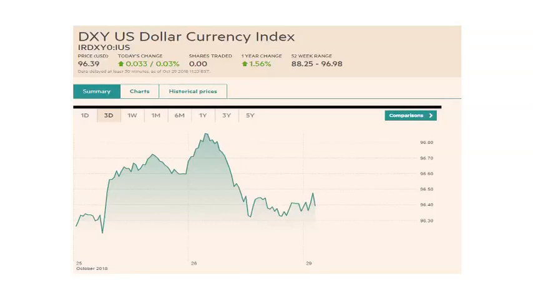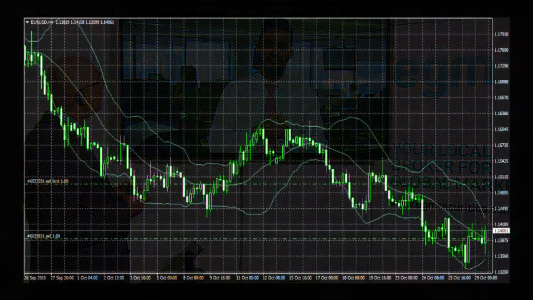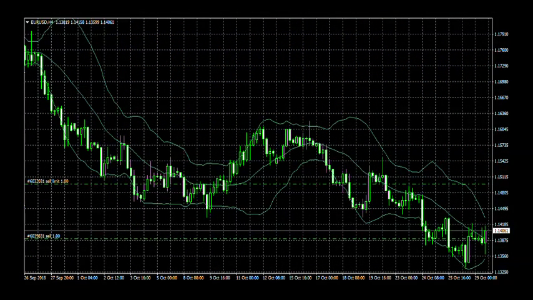I have been a dollar bull for many months, many weeks and years. But what I would look at telling our investors to do is, I think there's some opportunities in the euro against the US dollar, particularly in today and tomorrow's trading session.